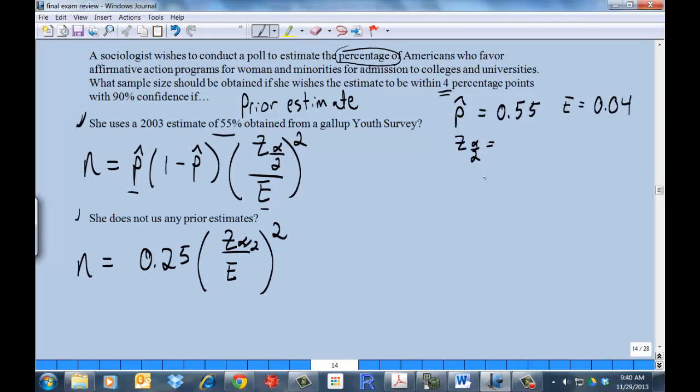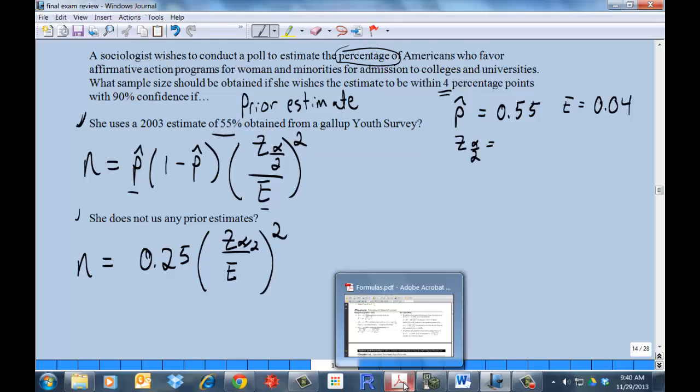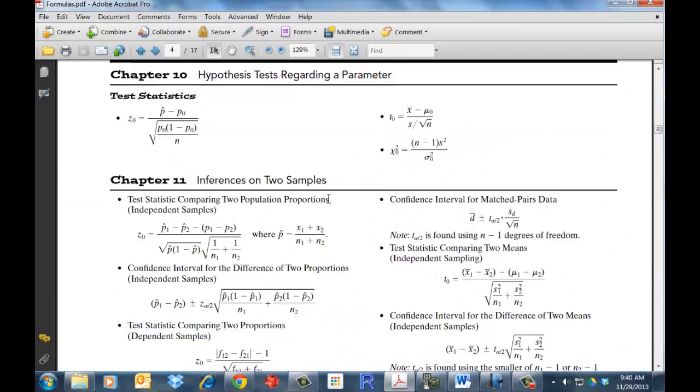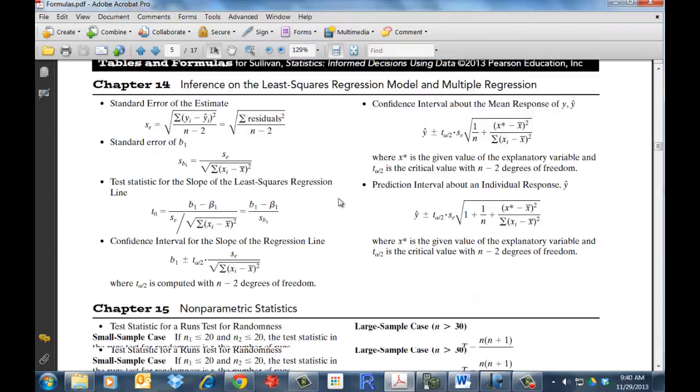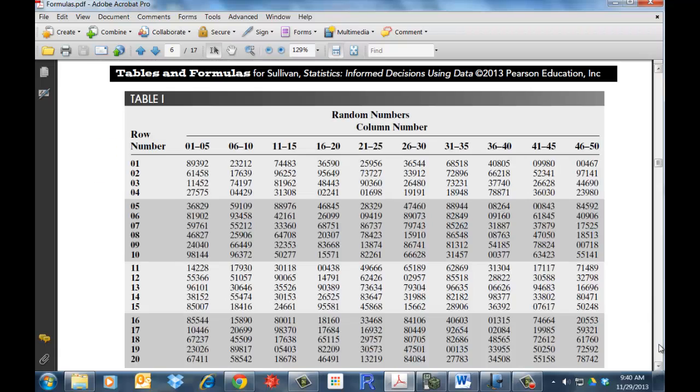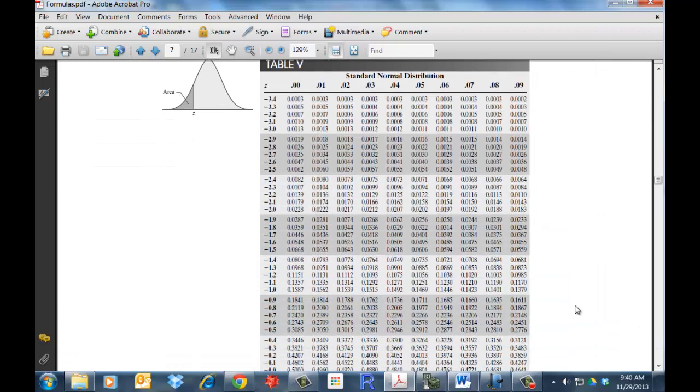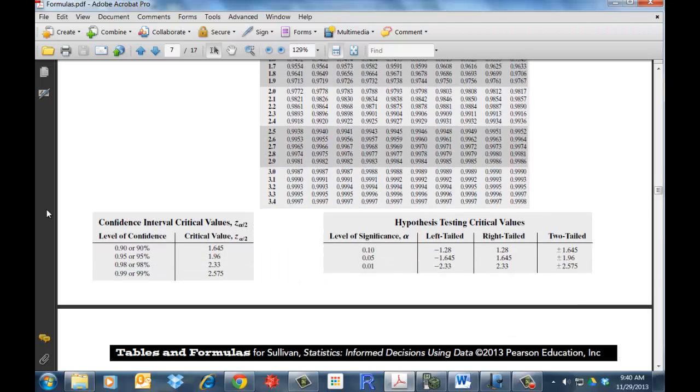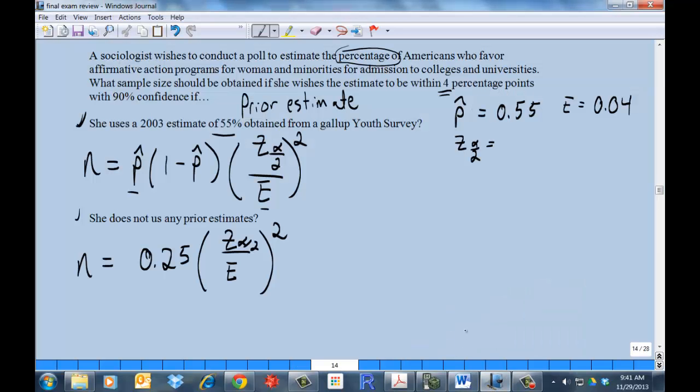So let's go back over to our formulas and tables. And we're going to scroll down to Table 5, which is right here. At the very bottom of Table 5, you'll see confidence interval critical value, z alpha by 2. So all we want to do here is look at the level of confidence. So we want to be 90% confident. 90% is this first one here. Tells us the critical value, z alpha by 2, is 1.645. So this number is 1.645.